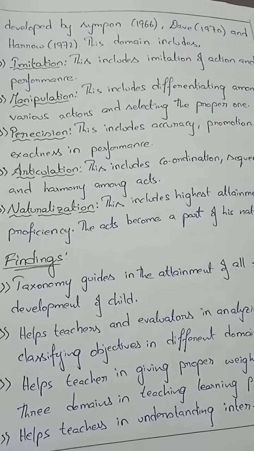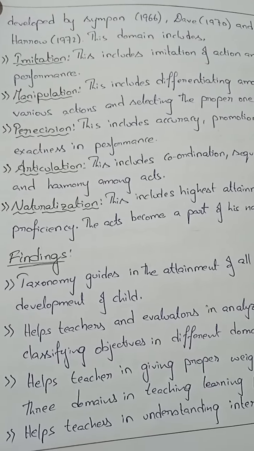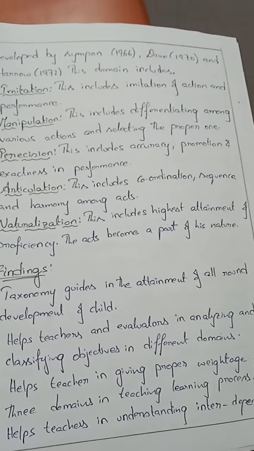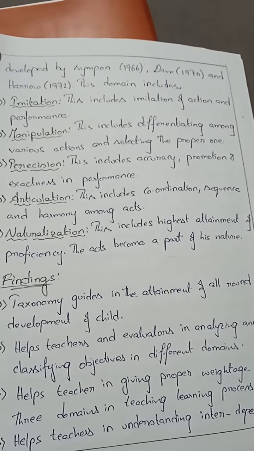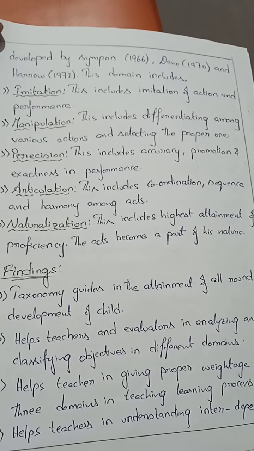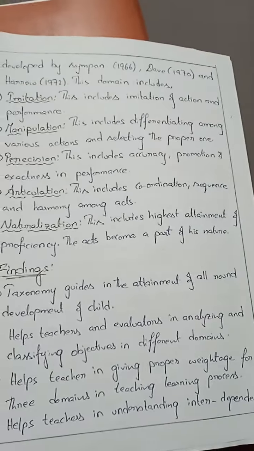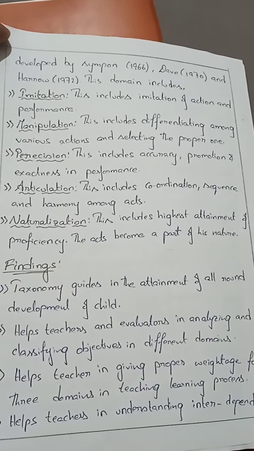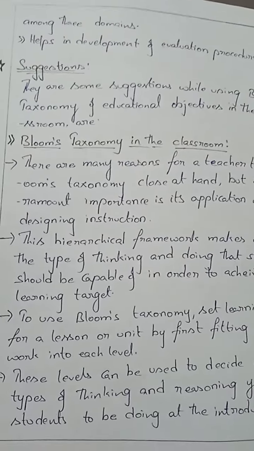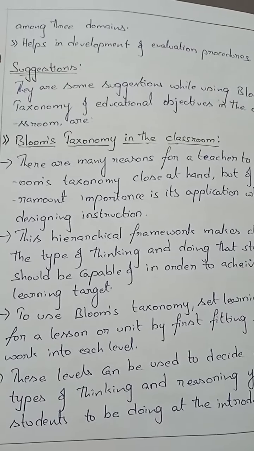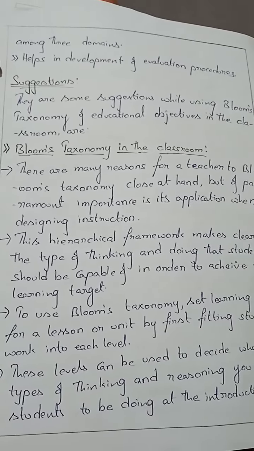There are some of the findings in this Bloom's taxonomy. They are: taxonomy guides in the attainment of all-round development of the child, helps teachers and evaluators in analyzing and classifying objectives in different domains, helps teachers in giving proper weightage for the three domains in the teaching-learning process, helps teachers in understanding the interdependency among the three domains, helps in development of evaluation procedure. There are some suggestions while using Bloom's taxonomy of educational objectives in the classroom.